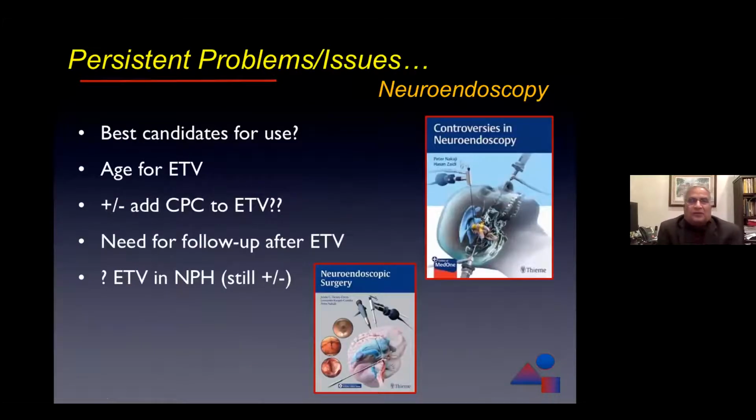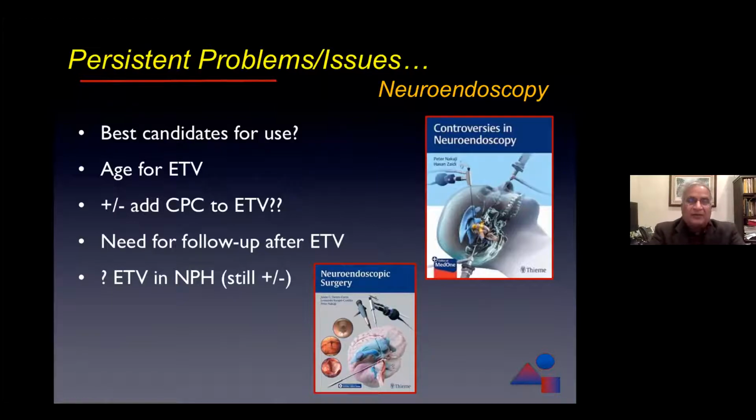With the endoscope, there are still questions. We don't know what's the best use for them. Should we add a CPC, choroid plexus coagulation? Should we find a better way of doing it? And how long do you follow a patient after ETV? How successful is an ETV? How big does a third ventriculostomy opening have to be?